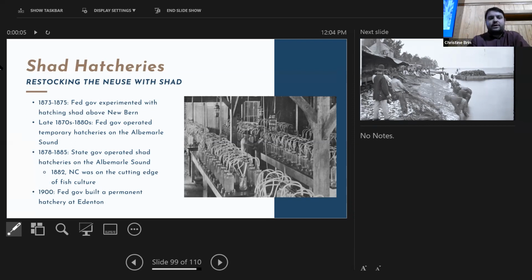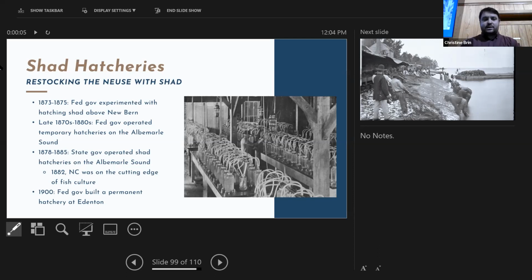But so the federal government decides to set up operation on the Albemarle Sound, where they have these massive haul seine fisheries that are collecting shad. And they partner with these seine fishermen to gather the roe and to fertilize them. And so they have these hatcheries.